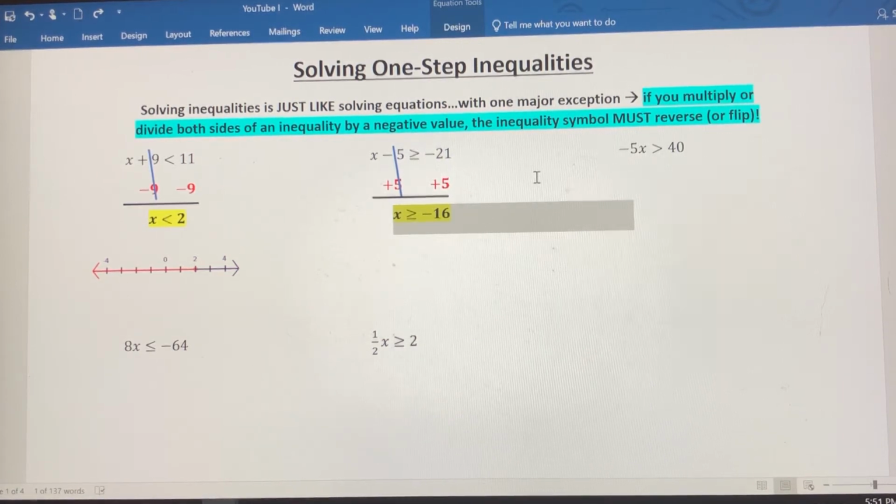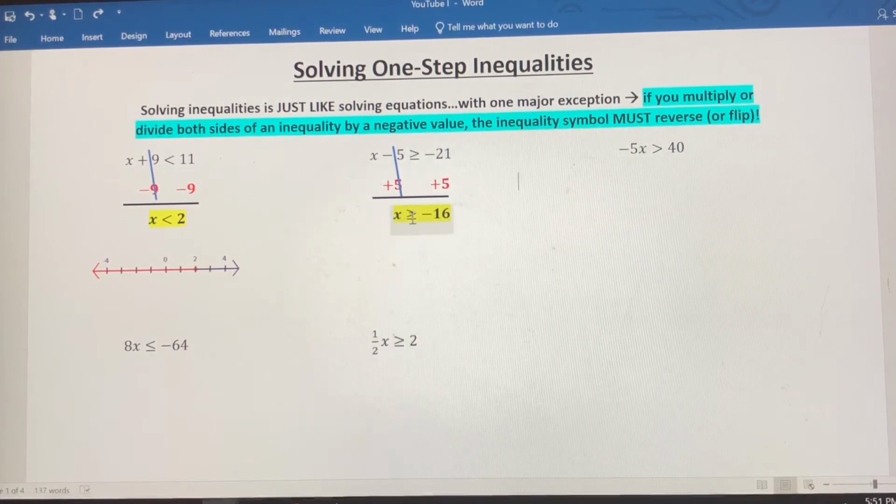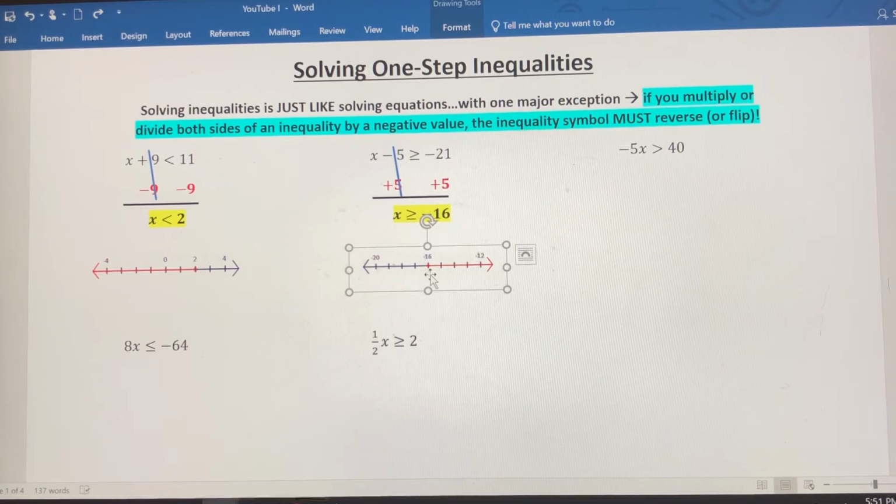What this solution means is that every value bigger than negative 16 is a solution. This little line means "or equal to," so x is bigger than negative 16, or it can be equal to negative 16. When you graph this on a number line, you have a closed circle at negative 16, and every value to the right of negative 16 is a solution.